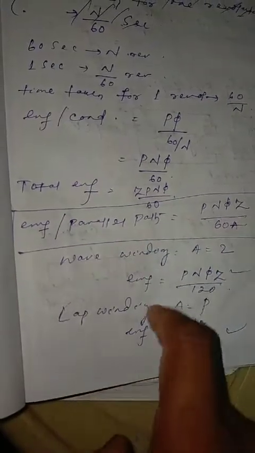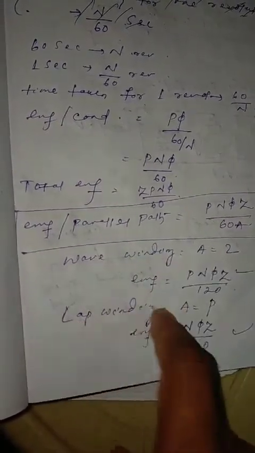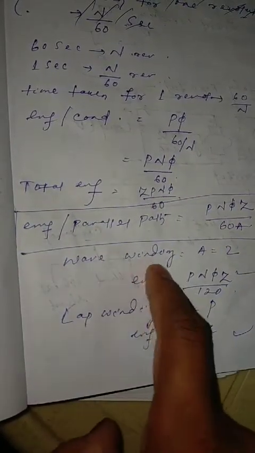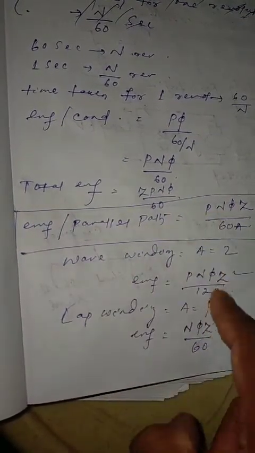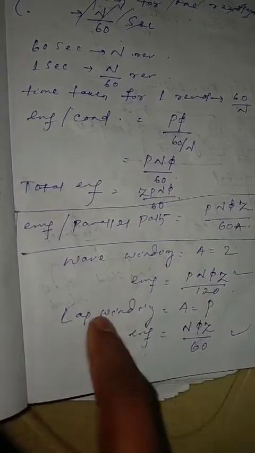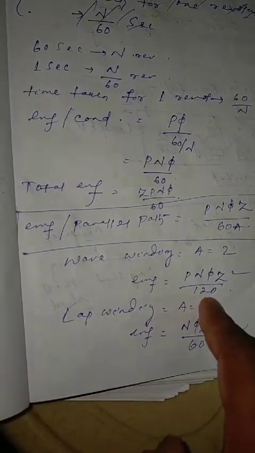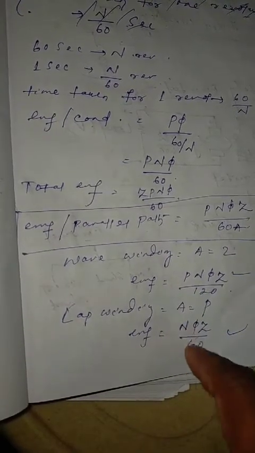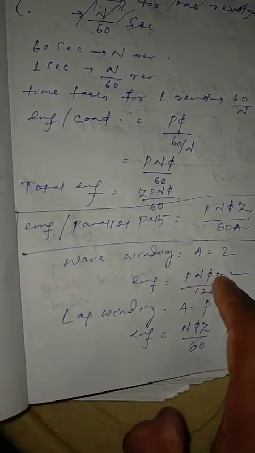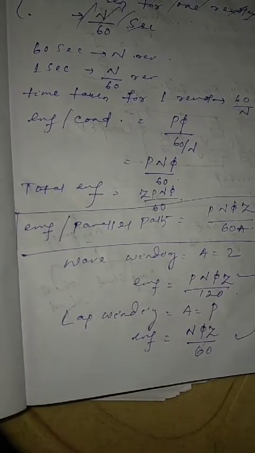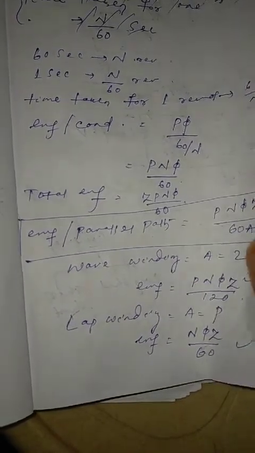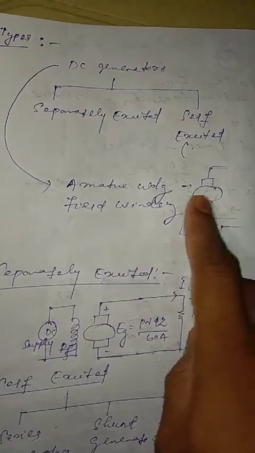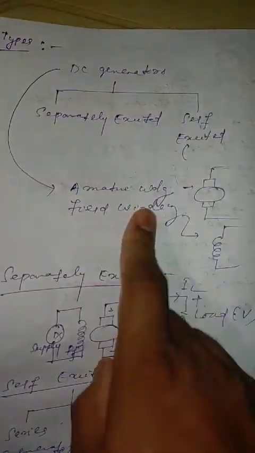Again, we have two types of windings: one is wave winding, one is lap winding. For wave winding, A equals 2. So the EMF will be equal to this one, where in place of A you just put 2. And for lap winding, A equals P. For A you put P, P gets cancelled, and we have this much value. So this is the induced EMF, or the EMF equation, in the case of a DC generator.